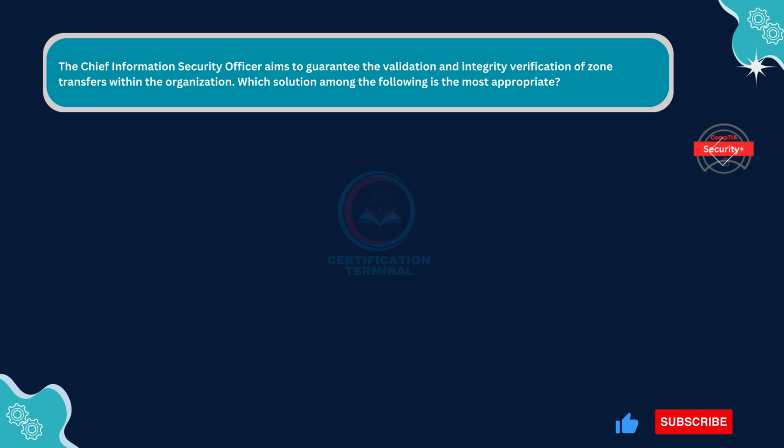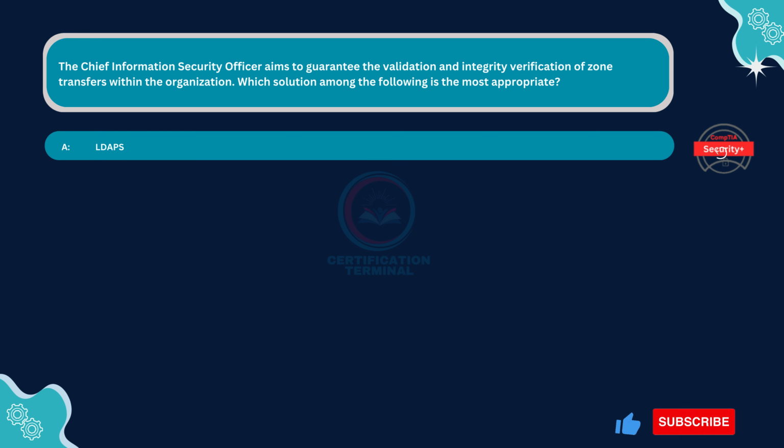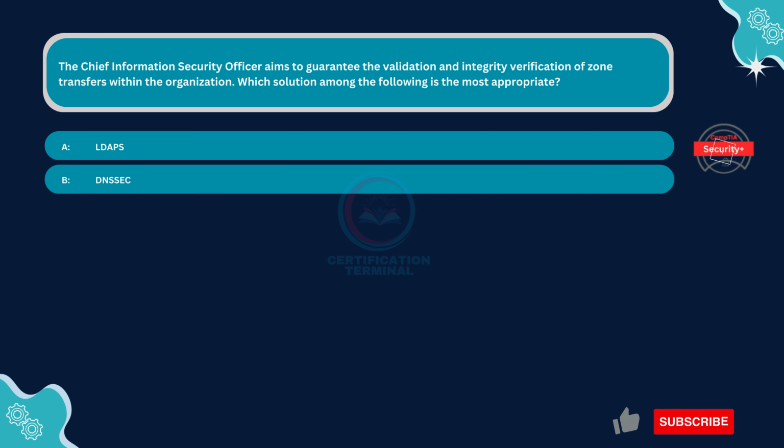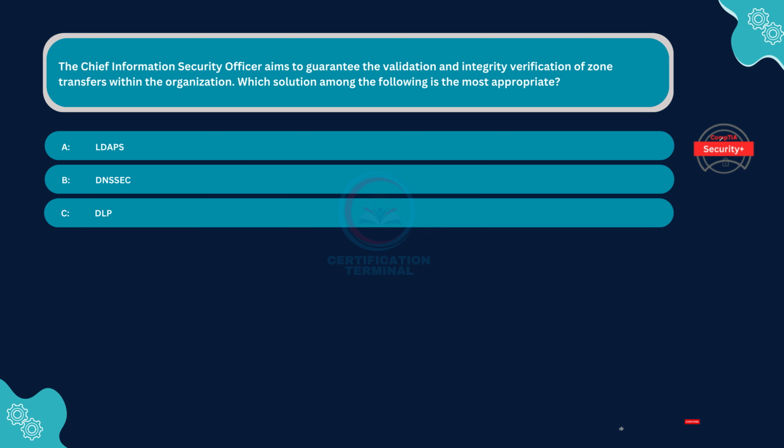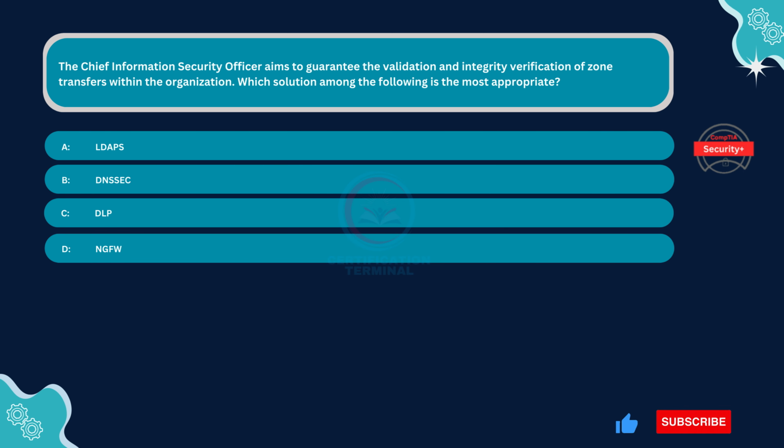Next question. The Chief Information Security Officer aims to guarantee the validation and integrity verification of zone transfers within the organization. Which solution among the following is the most appropriate? Option A, LDAPS. Option B, DNSSEC. Option C, DLP. Option D, NGFW. The correct answer is Option B, DNSSEC.